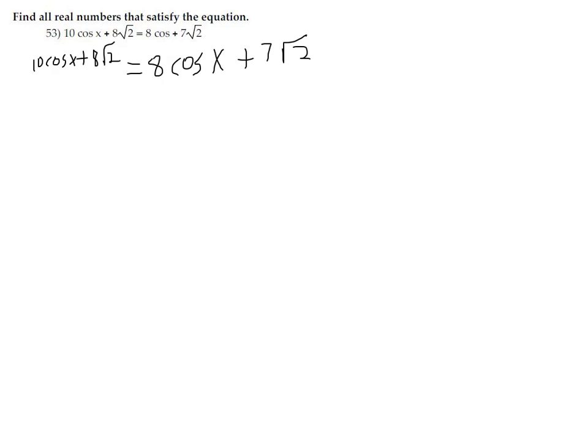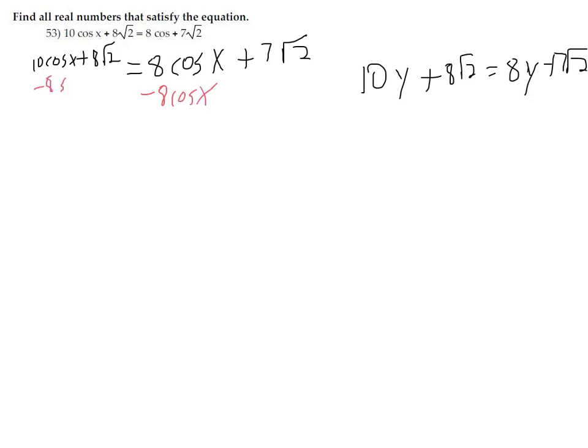This equation is very similar to algebra equations we've had. If I replace cosine x with like y, 10y plus 8 square root of 2 equals 8y plus 7 square root of 2. To solve for y, we just need to first combine like terms and get all the y's to one side. So although the cosine is in there, it makes it look confusing, but it actually is not. Let's subtract the 8 cosine x from both sides, and also subtract the 8 square root of 2.